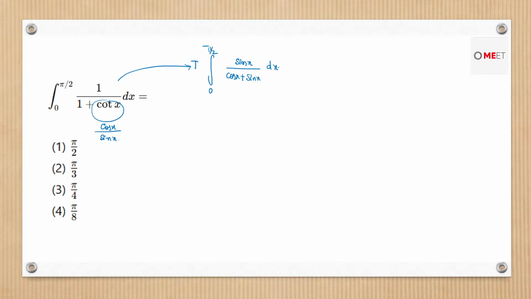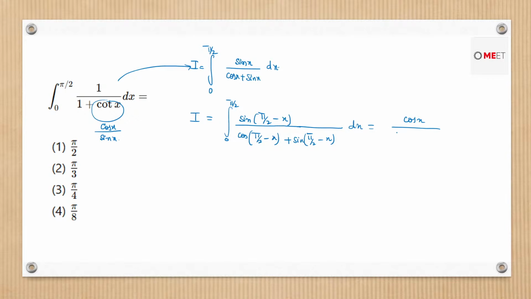Here we can recall the identity, that is I is equal to the integral from 0 to pi by 2 of sine of pi by 2 minus x divided by cosine of pi by 2 minus x plus sine of pi by 2 minus x, into dx. This comes out to be sine of 90 minus x is cos x, divided by sine x plus cos x, integral 0 to pi by 2 into dx.